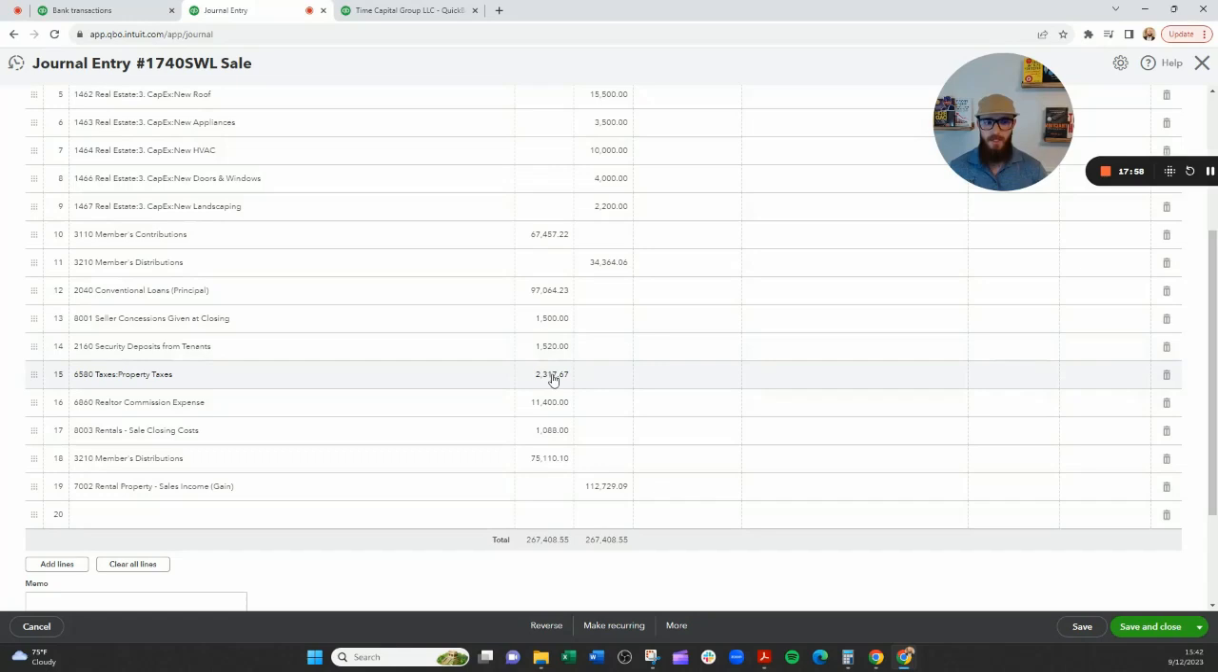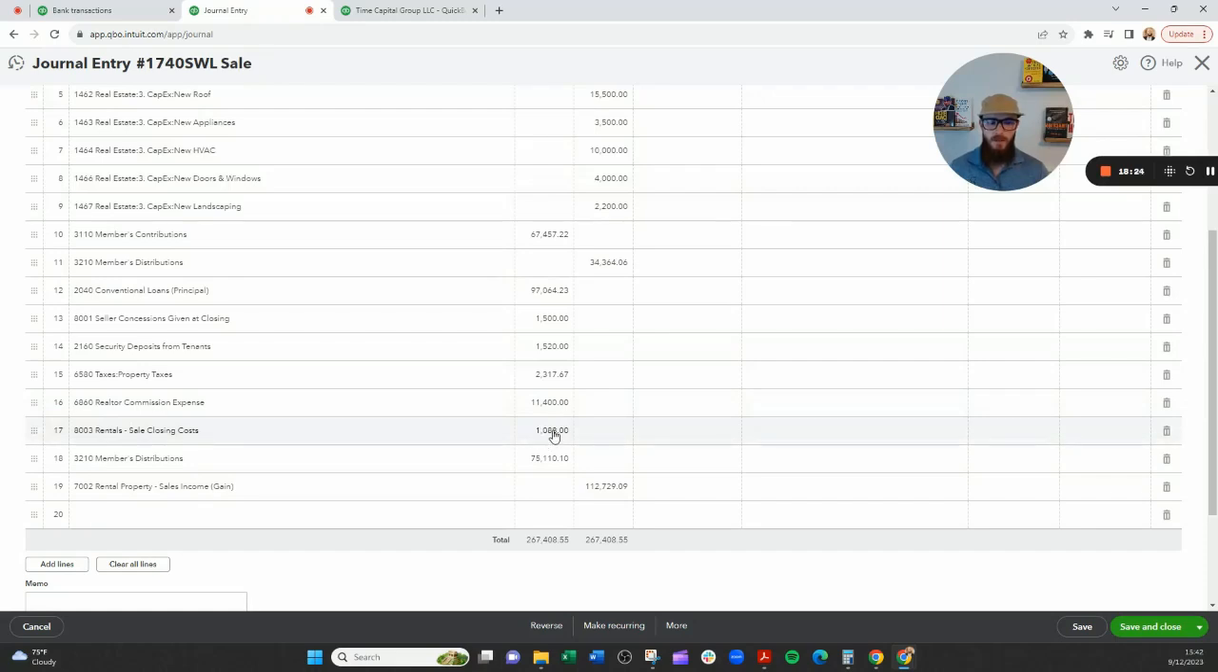Property taxes, this is just an expense account, straight off the HUD. Realtor commission expense, another expense account. We don't need to capitalize anything, right? Because we are disposing of this asset, it's not going to be on the balance sheet anymore. It's going to be on the income statement for this year, with a gain or with a loss or what have you, okay?